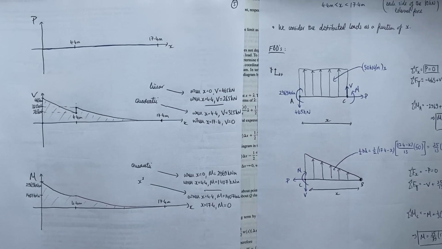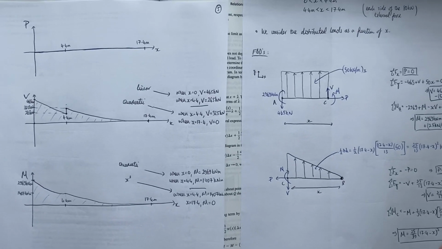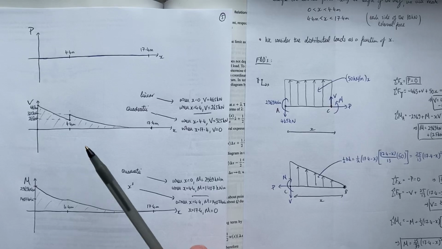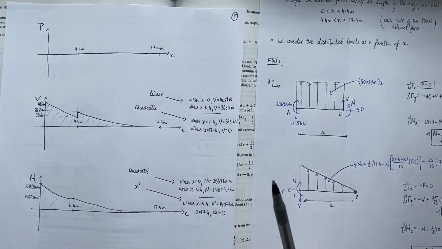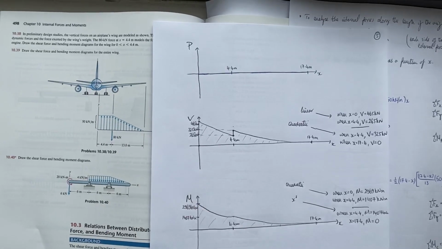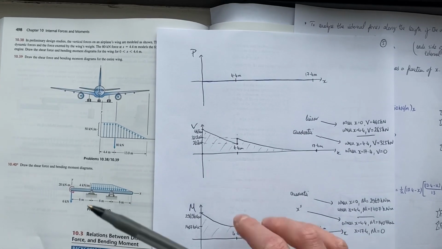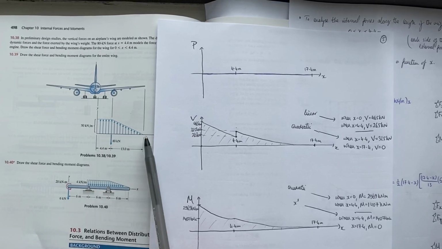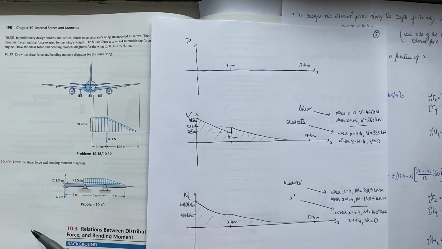So today basically we've covered how to analyze the whole length of a member, or in this case a wing, to show how the internal forces change as a function of the length of the member or the wing.